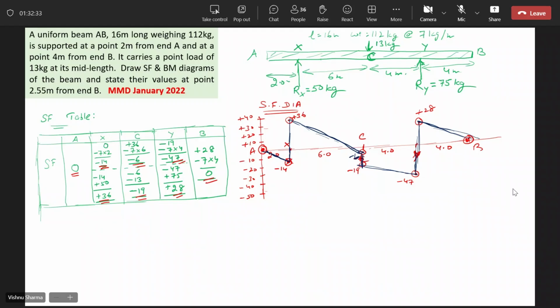Is this the SF diagram you made, class? Yes or no? Yes, sir.